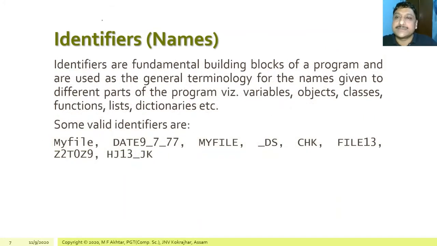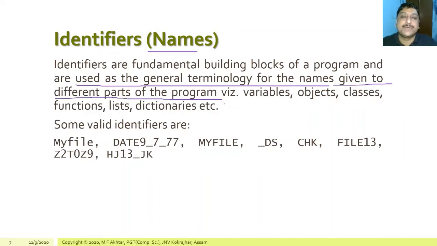Now identifiers. Identifiers means names. Identifiers are fundamental building blocks of a program and are used as a general term for names given to the different parts of a program. During programming we have to give some names to different parts of the program, different words, different messages with different numbers. Those names are given for variables, objects, classes, functions, lists, dictionaries.